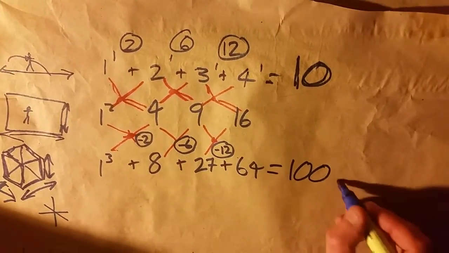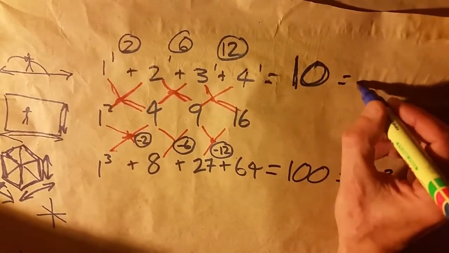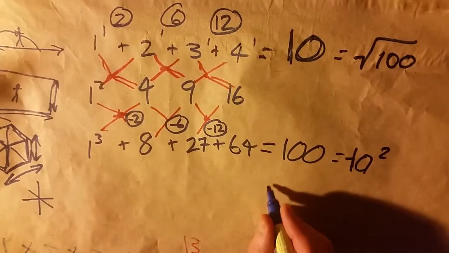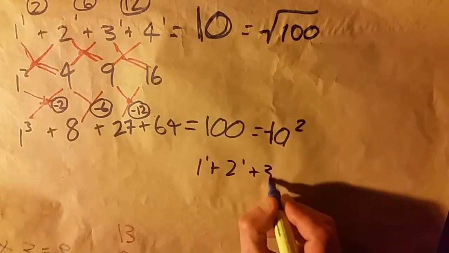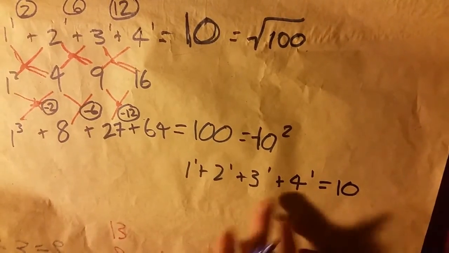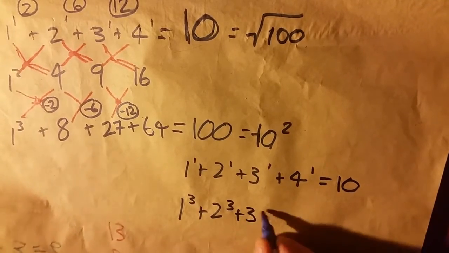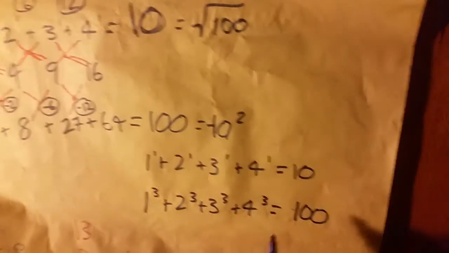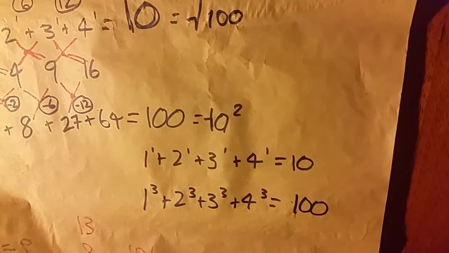That's 10 squared, or the square root of 100. I'll write it out again: 1 plus 2 plus 3 plus 4 equals 10. Put 1 to the third plus 2 to the third plus 3 to the third plus 4 to the third equals 100, which is the square of that, or the square root of it going the other way.